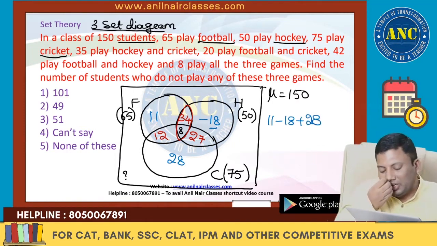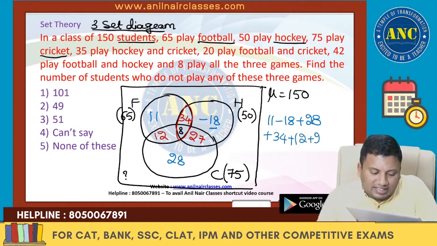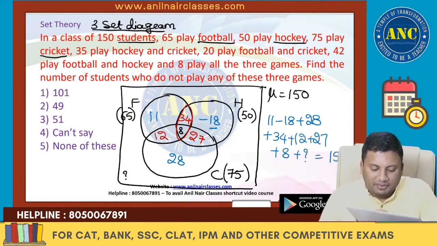Theoretically it could be true, but it is coming out to be negative. People who only play hockey cannot be negative. Just we will proceed. 34 plus 12 plus 27 plus 8 plus question mark equivalent to 150.